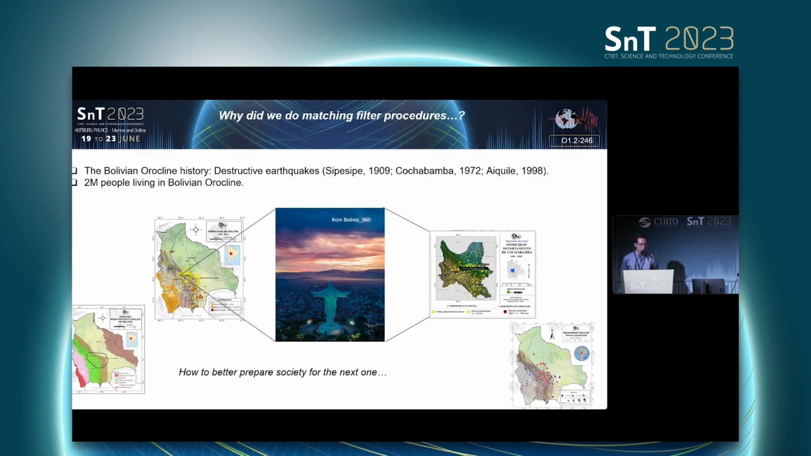Saying that, I would like to show you that suddenly we started to record more earthquakes in the central part of Bolivia. Here, for example, I show you the Bolivian Orocline, which is the central part of Bolivia. Sorry for repeating that. It is the region where we have a lot of shallow earthquakes. One of the latest earthquakes that destroyed Aiquile city was in 1998, and we also have historical earthquakes like 1909 in Sipe. Nowadays there are 2 million people living in the Bolivian Orocline, so you can see that the seismic hazard is higher in that region.